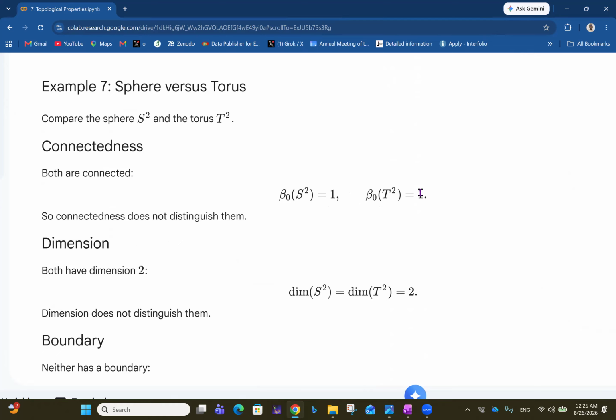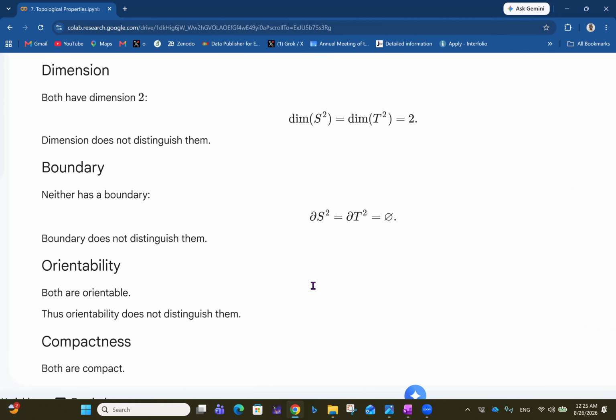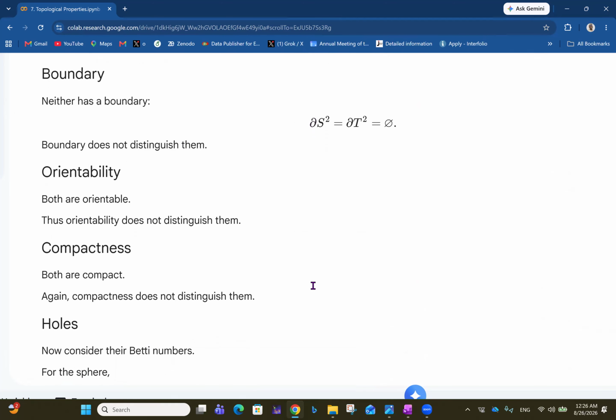Now that you have connectedness the same, you go to dimension. The dimension of S2 and the dimension of T2 is 2. So dimension does not distinguish them; though they both have the same dimension, that does not tell us they're actually homeomorphic. So you can check boundary. Neither has a boundary: the boundary of S2 and the boundary of T2 is empty. So boundary still does not distinguish them.